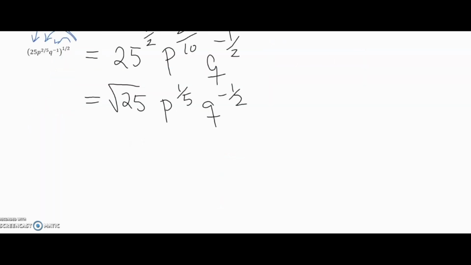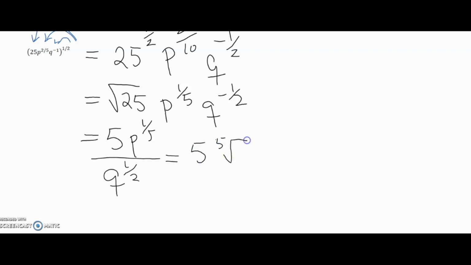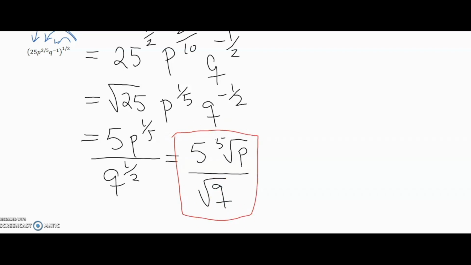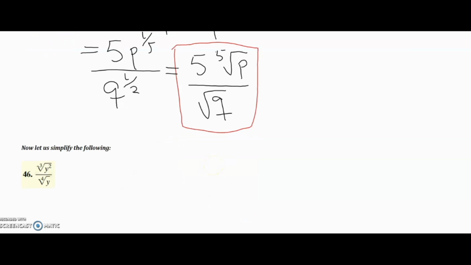A few more steps here. So the square root of 25 is 5. I still have p to the 1/5 power. And on the bottom, now I can bring down q to the positive 1/2 power. So let's see. I have 5. P to the 1/5 power is really the 5th root of p. And in the bottom, I just have the square root of q. And this one is also done. How are you doing? I have one more for you down here. Get ahead of me.